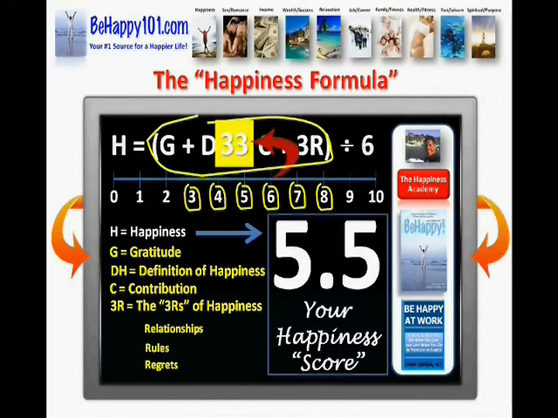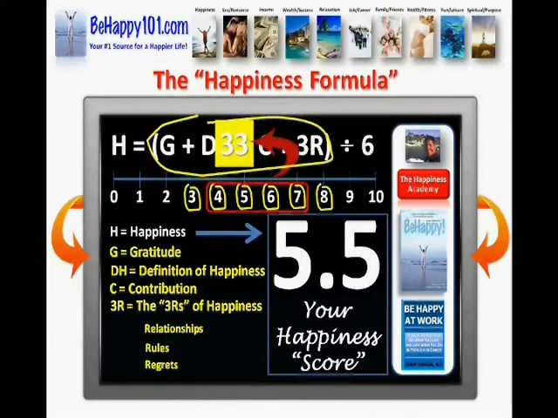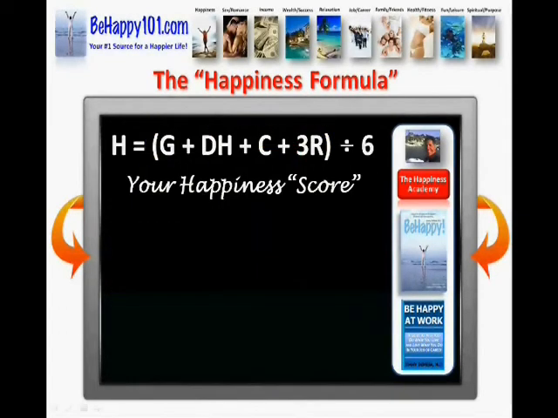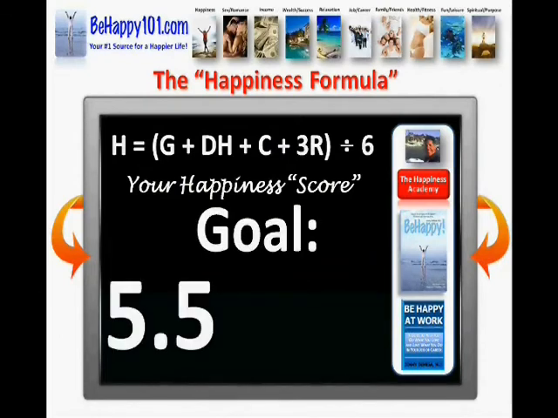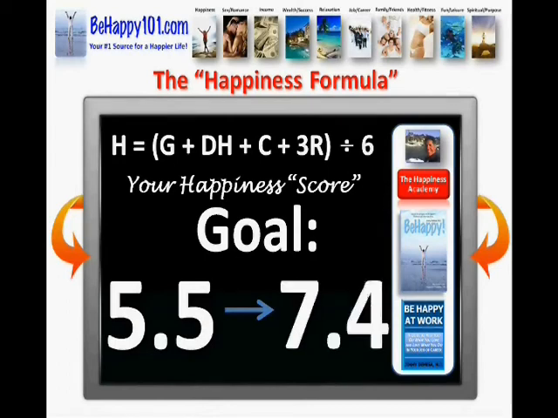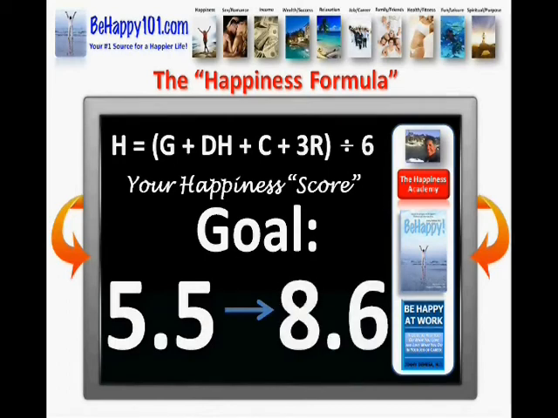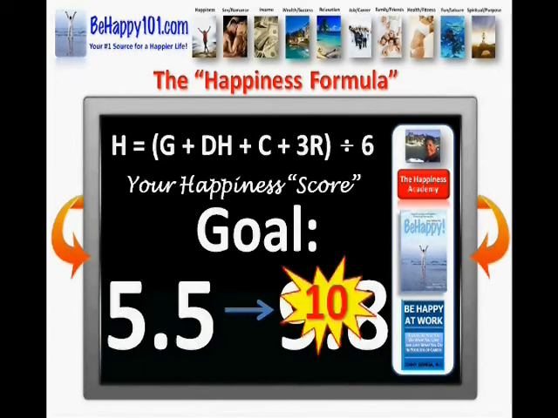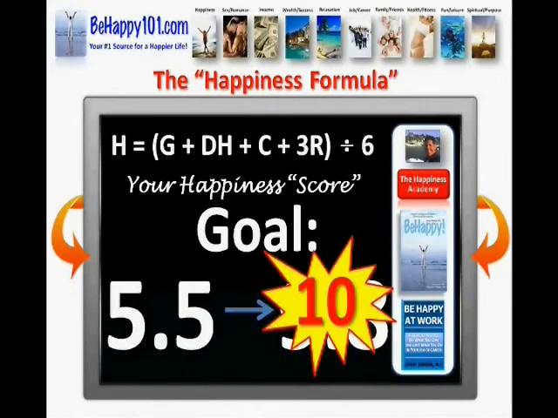Now, when you ask most people to do this, they come up with a number somewhere between 4 and 7. We're going to do this with you in just a few minutes, but this number is obviously right in between 4 and 7. The goal here is to take your happiness score, whatever it is, in this example it's a 5.5, and increase it regularly, first to maybe a 6.8, and then to 7.4, and then perhaps to an 8.6, and then really getting good to a 9.8, or to that ultimate goal of getting to a happiness level 10, which means you are totally and completely happy in your life.